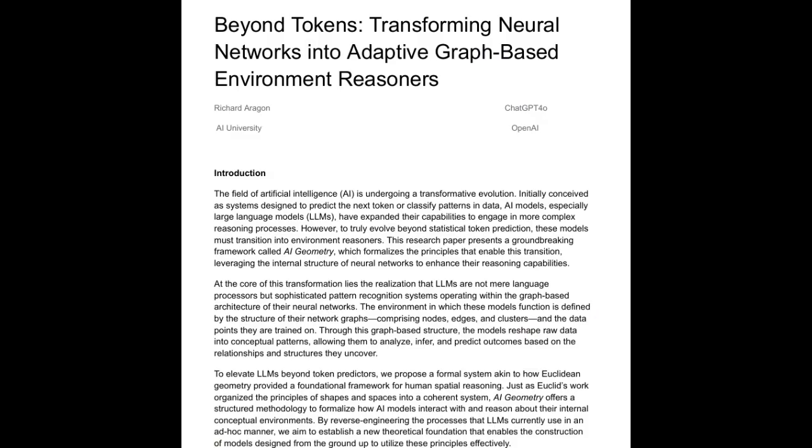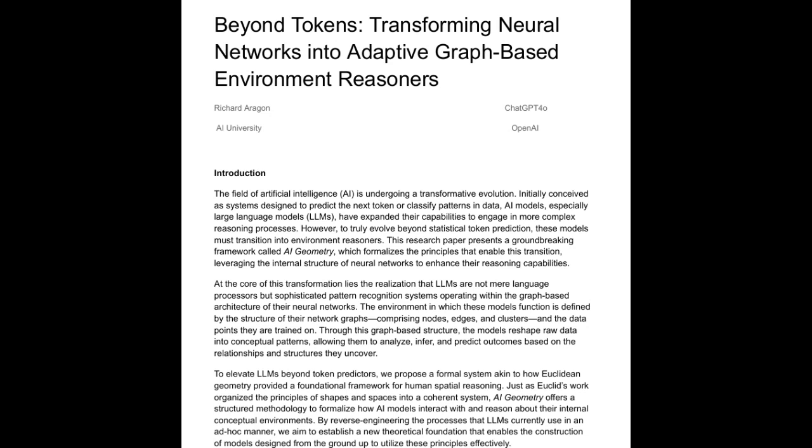Hey everyone, ready to dive deep? Always ready. Okay, good, because today we're going way beyond the usual AI stuff. Definitely. We're talking about a research paper that's, well, pretty mind-blowing. It's called Beyond Tokens, Transforming Neural Networks into Adaptive Graph-Based Environment Reasoners. It's a mouthful. Yeah, but the ideas are even bigger.